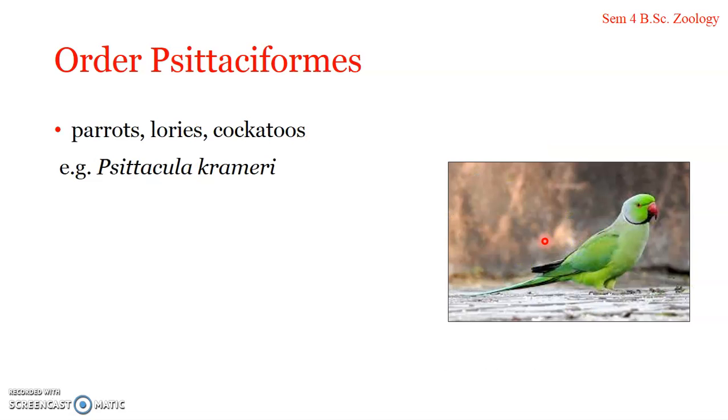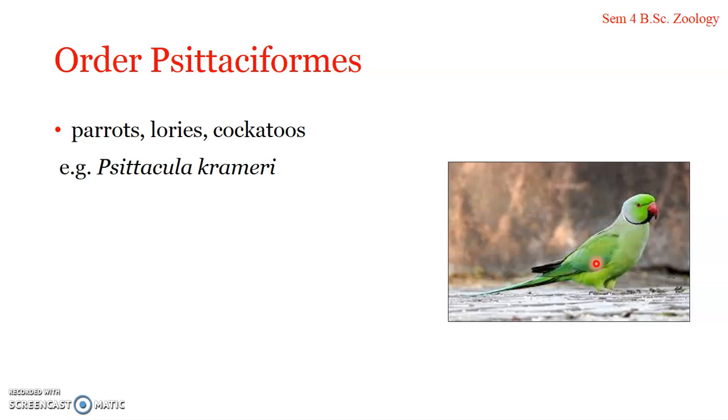The next one we have is the Psittaciformes. Psittaciformes includes the parrots, parakeets, lorikeets, cockatoos, macaws, etc. And this is Psittacula krameri. It is a rose-ringed parakeet. They have a rose ring. Obviously, in females it is not so clearly seen, but in males you can see the rose ring. And they have feathers green, blue, yellow, or red. You may have seen different types of parakeets.